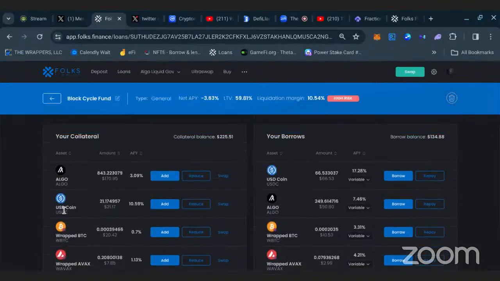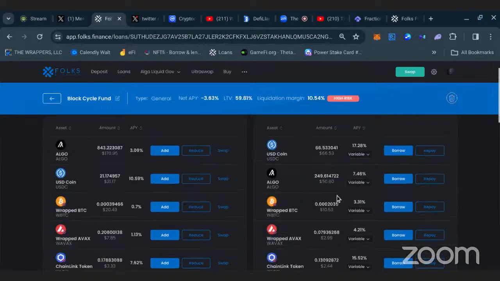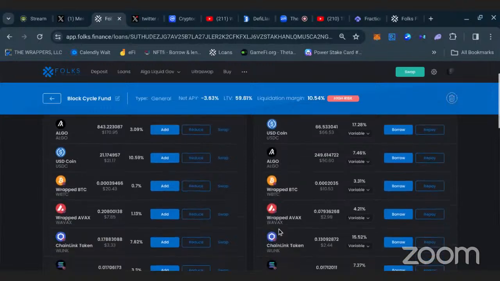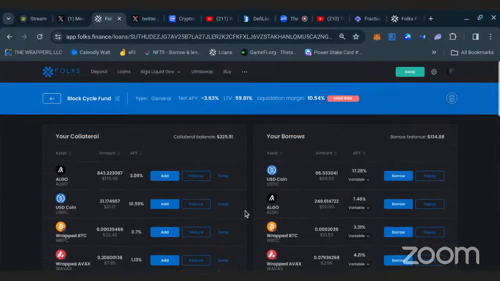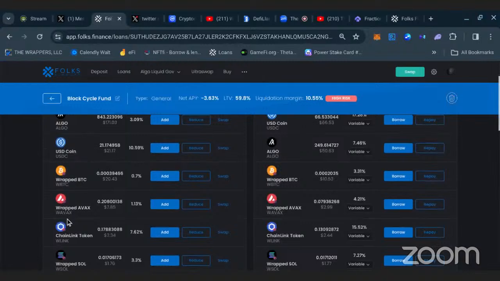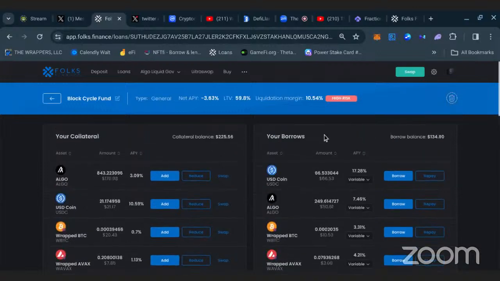So we got USD coin as collateral, because we want to take advantage when the price of the market drops, right? And then we have USD coin on the borrow side so that we can take advantage when the market is going up. This is the stable coin that's doing its job. It's providing stability in your account.